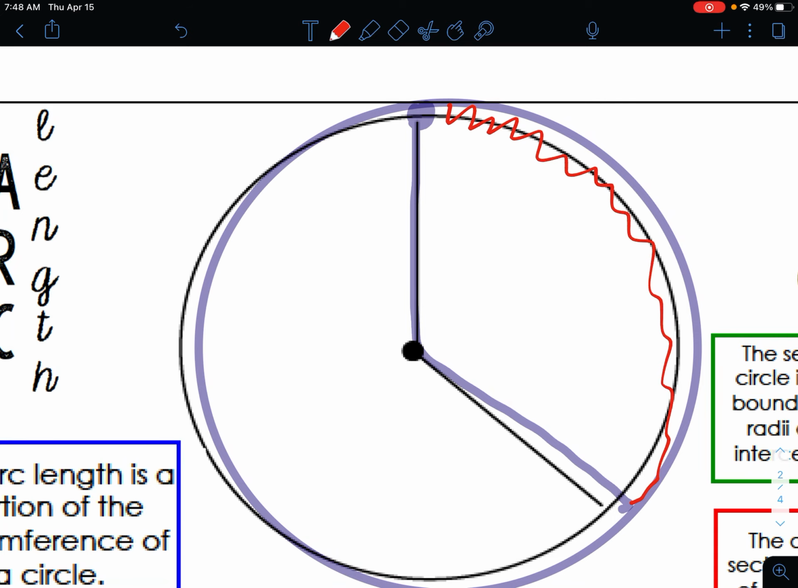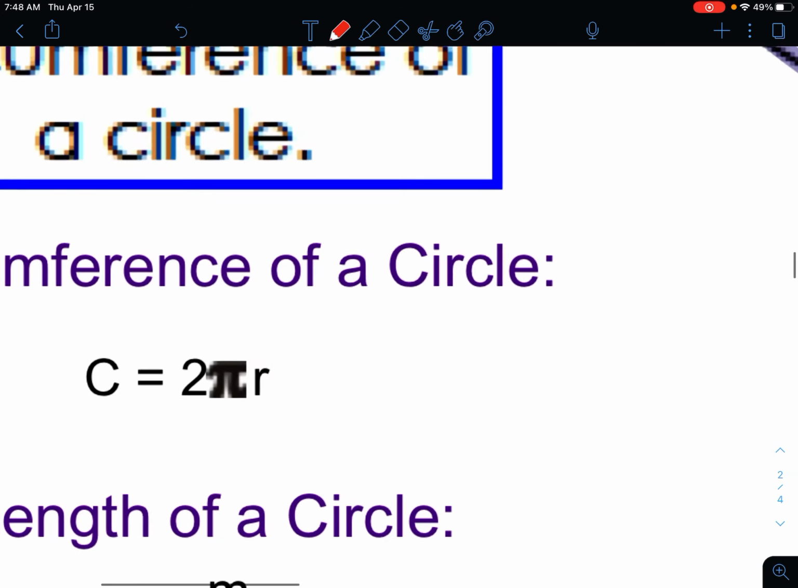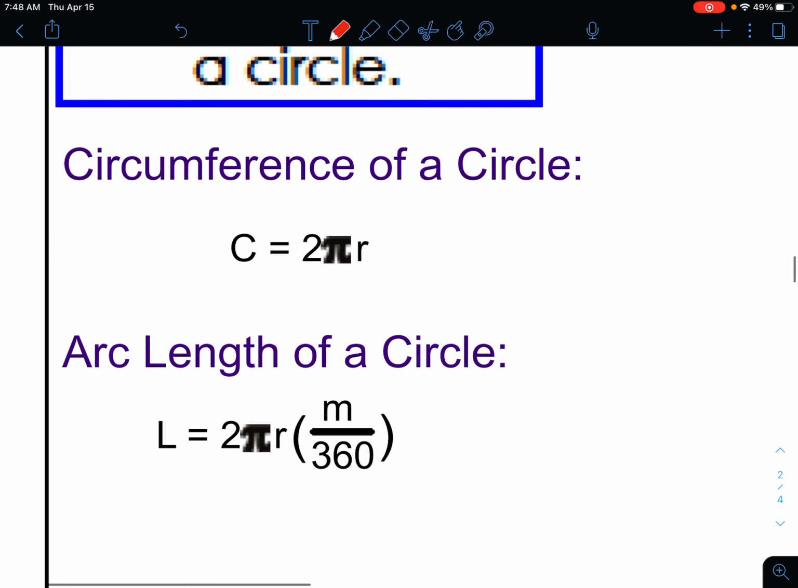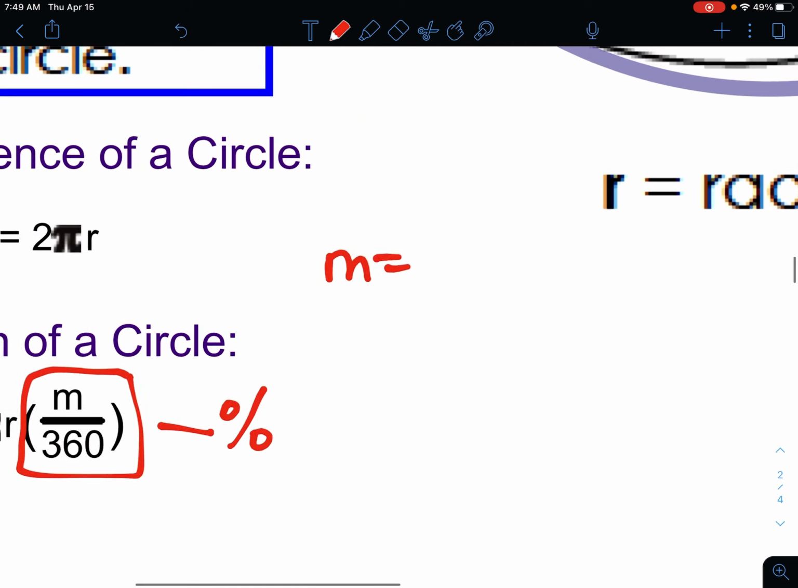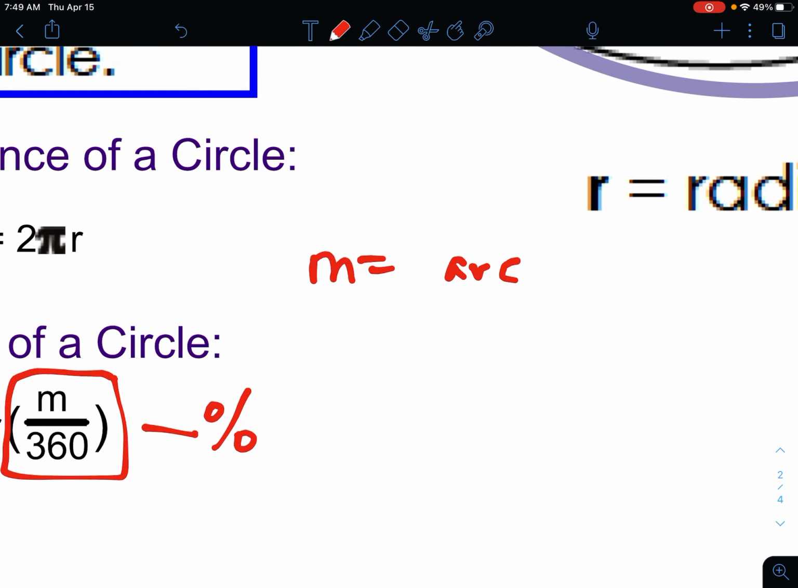And how we're going to do that is we're going to find the circumference just like we did in a warm-up, but now we're going to find a percentage. We're going to find out how much of 360, because a full circle is 360 degrees, we are going to go around, and then we're going to find that percentage and then take that percentage of the entire circumference, okay? So M is going to stand for the arc or central angle measure.